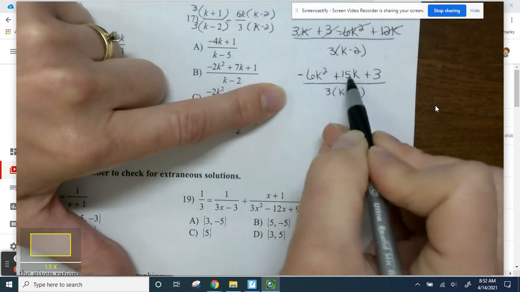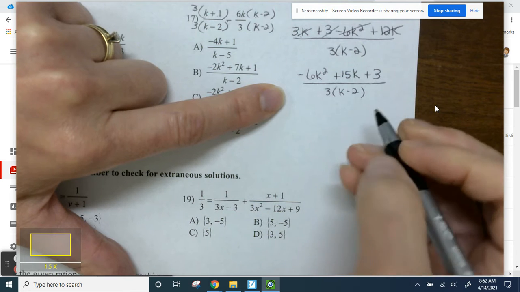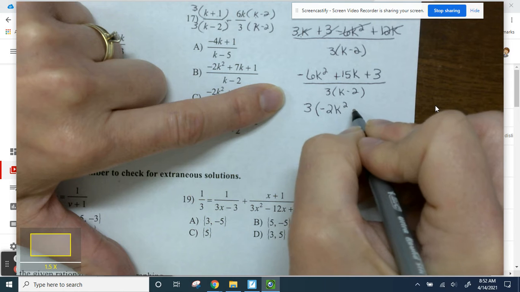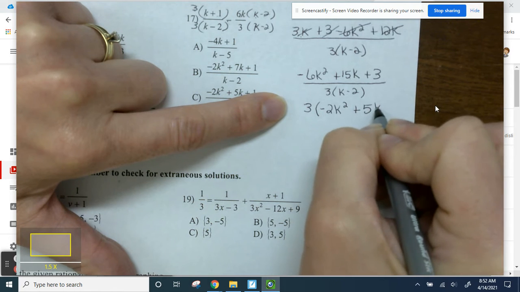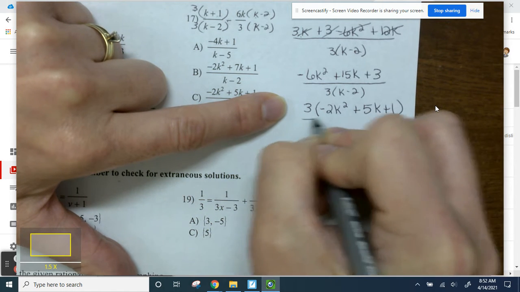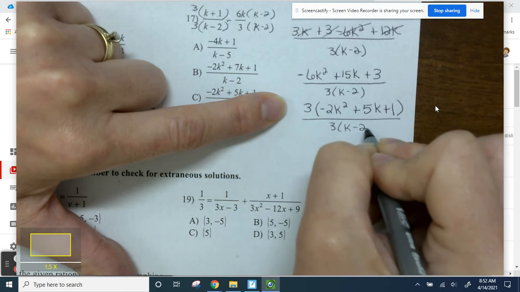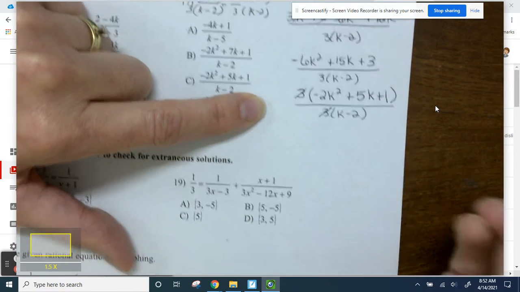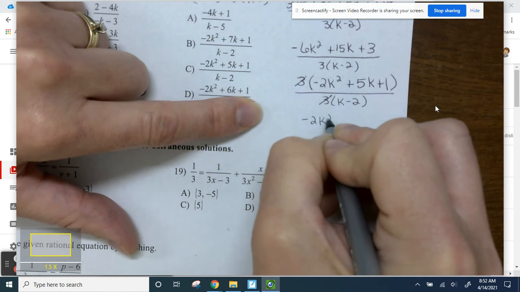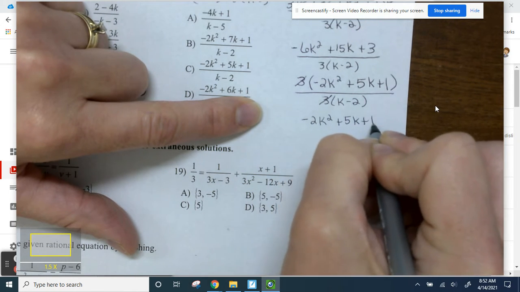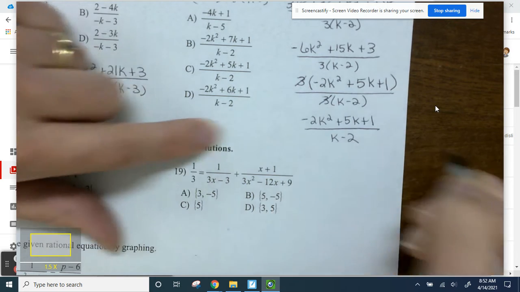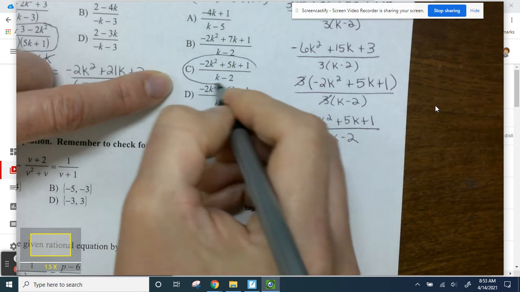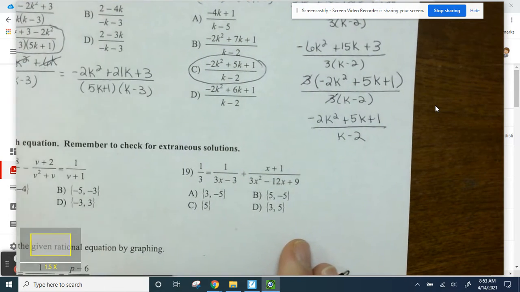Now notice that all of these have a 3 in common, so we can pull out a 3. That would leave us with negative 2k squared plus 5k plus 1, and it's all over our common denominator. The reason we wanted to take that 3 out is because now those 3's will cancel. So we're just left with negative 2k squared plus 5k plus 1 over k minus 2. And if you look up here, you'll notice that that is choice C. So our answer is C there.